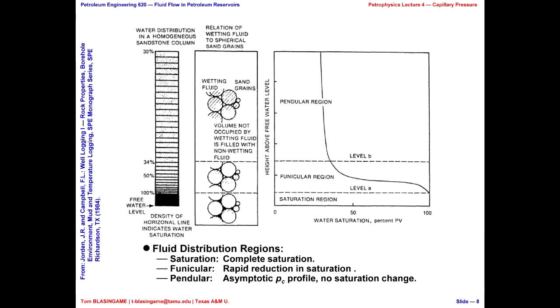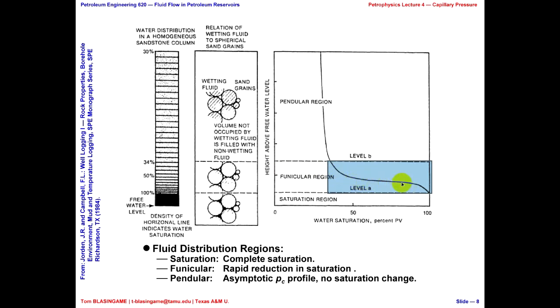Now, these are some definitions, and you don't have to take them for anything other than that, but this is a demonstration. If we had a sand pack, this is a height above the free water. The free water is here. As you can see, this is 100% water. And then there's a region called the funicular region, and the funicular region is where there's a rapid change in saturation with very little change in height. Okay? So there's a rapid change in saturation with very little change in height.